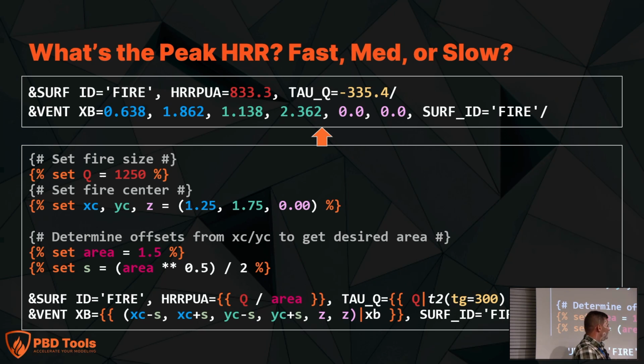So here in the FDS lines, I say my heat release rate per unit area is the heat release rate divided by the area. Follows a growth curve, or tau Q value, with that target heat release rate following a t-squared growth curve with a characteristic growth time of 300 seconds. This will also accept an alpha value if you prefer to use those. And then because my XB parameter on this vent is set from a calculated value, I know that these two will always be in sync and give me the intended heat release rate.